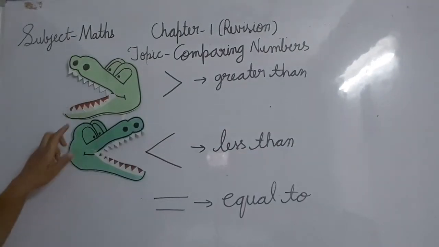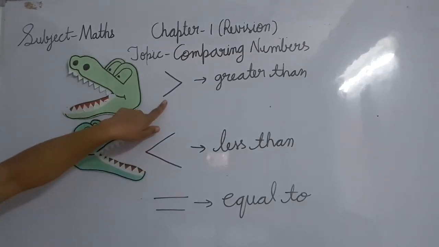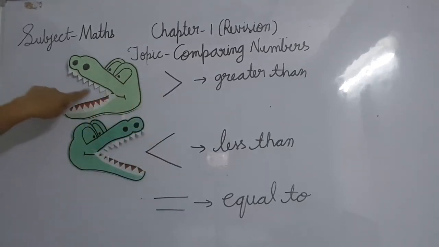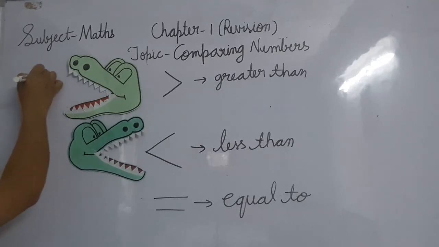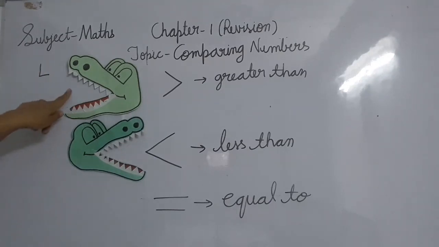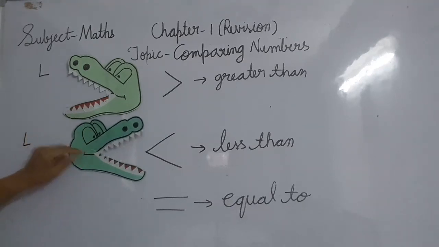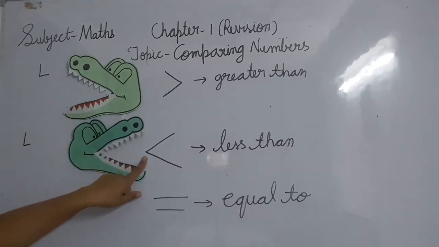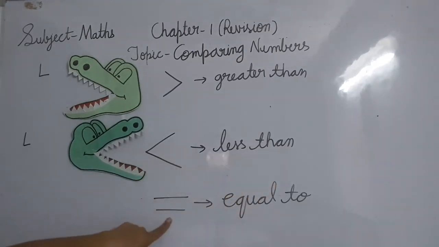So let's revise the symbols. In total we have 3 symbols. Greater than, if the mouth is open to the left side. Then we'll read this as the greater than symbol. If the mouth is open to the right side, this is called the less than symbol. Here the mouth is closed on the left side. So this is called the less than symbol, and this is called equal to.